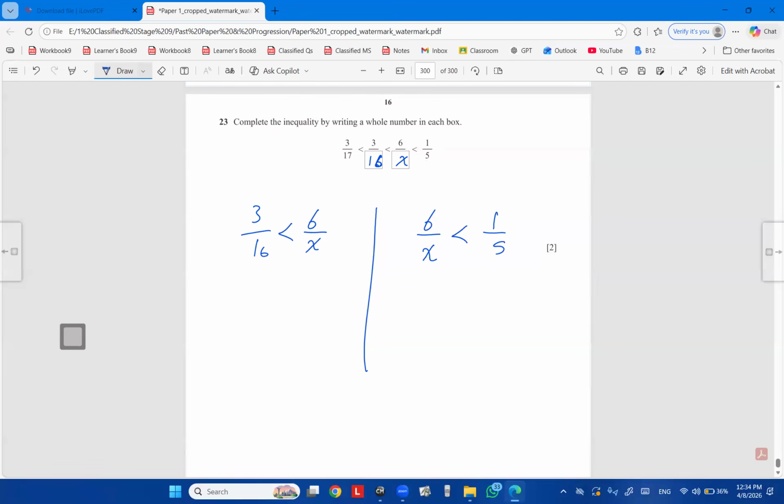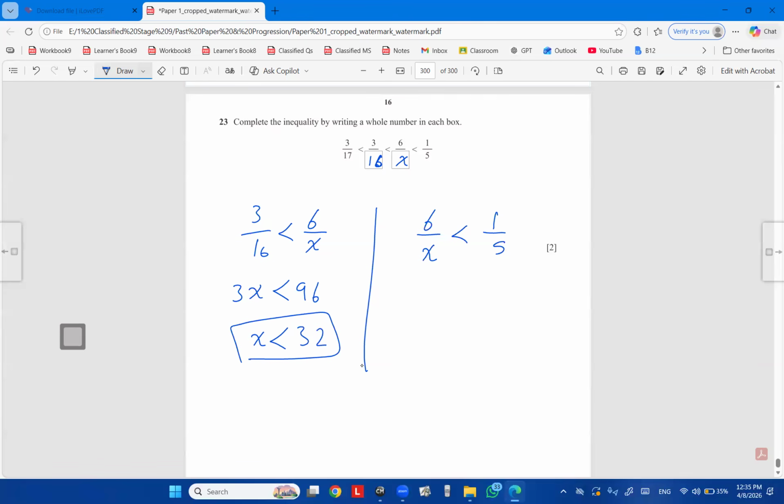How can I do this? You switch. You send the x to the other side. Instead of division, it goes there as multiplication. So I got here 3x, and you send the 16 to the other side as multiplication, which is less than here. 16 times 6 is going to give you exactly 96. So x is smaller than 32.